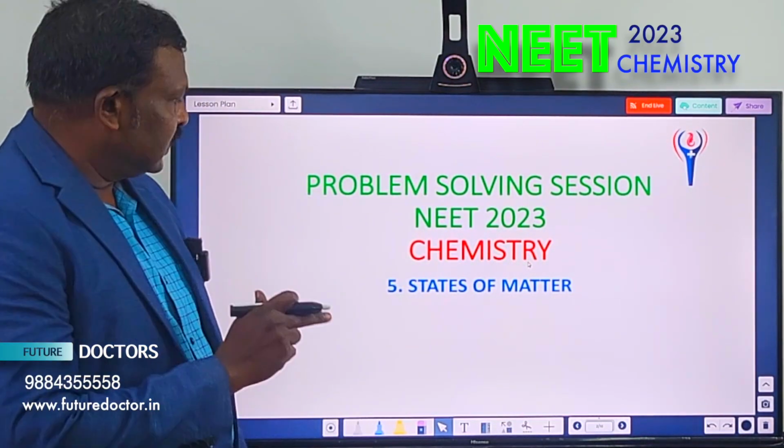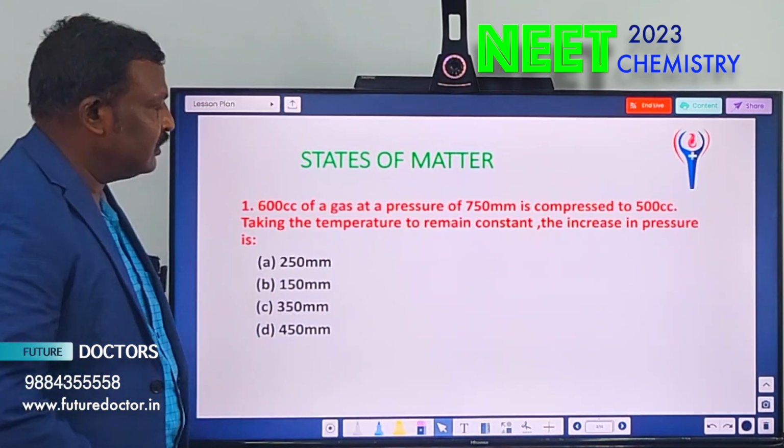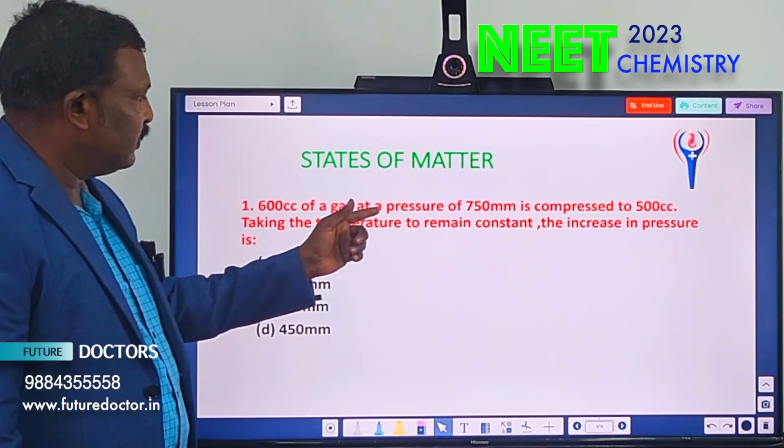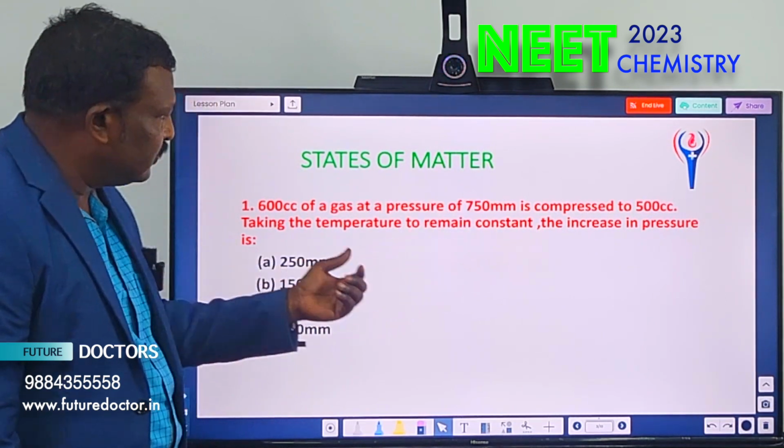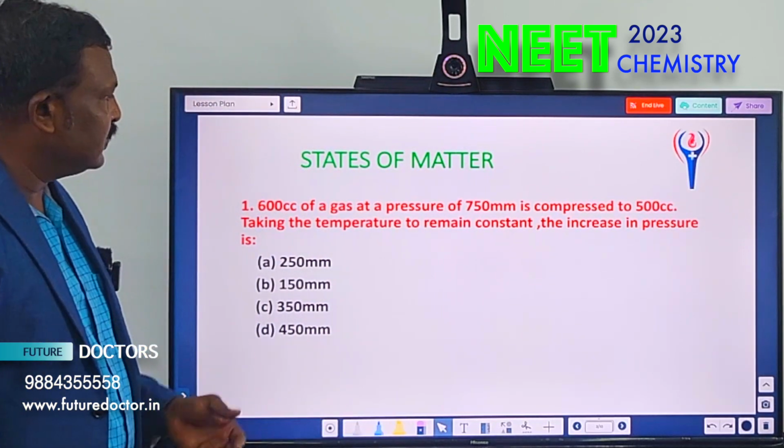Today I am going to solve 7 sums in states of matter. So let us see the first sum in the chapter. Simple one, 600 cc of gas at a pressure of 750 millimeter is compressed to 500 cc. Taking the temperature remains constant, the increasing pressure. So how much increasing pressure they are asking?